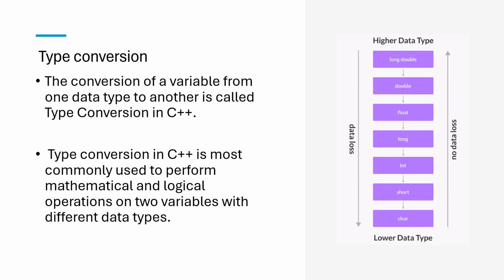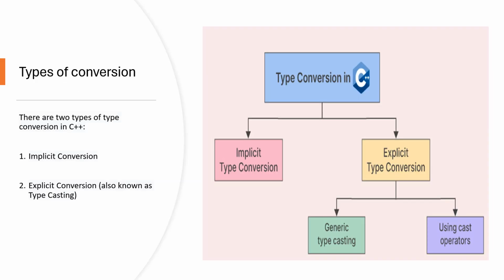Type conversion in C++ is most commonly used for mathematical and logical operations, any mathematical operations and some logical operations on variables. Mostly for this purpose we are converting data types, like integer to float, float to double, or character to integer. So there are two types of conversion: one is implicit conversion, another one is explicit conversion. Explicit is also known as typecasting.